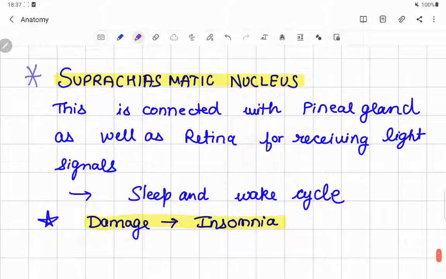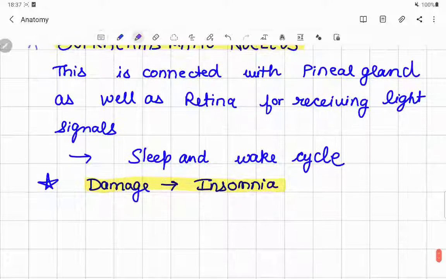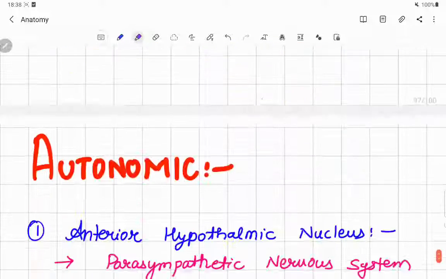This is connected with the pineal gland as well as the retina for receiving light signals. So what happens is, it receives the light signals from the retina, whether it is day or night, and then it sends signals to the pineal gland, which releases the hormone called melatonin, which is responsible for the sleep and wake cycle. You already know that the pineal gland releases melatonin, which is important for maintaining the circadian rhythm of the body. Any damage to this pathway causes insomnia. That is, you will not be able to sleep properly.